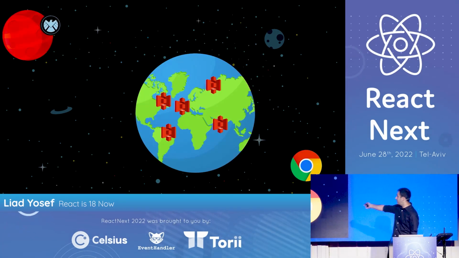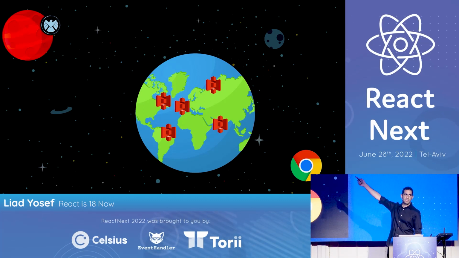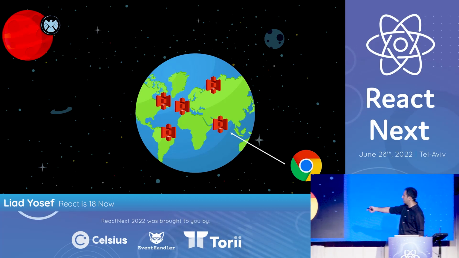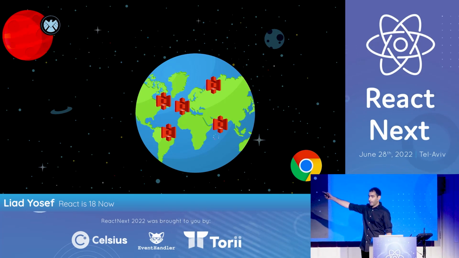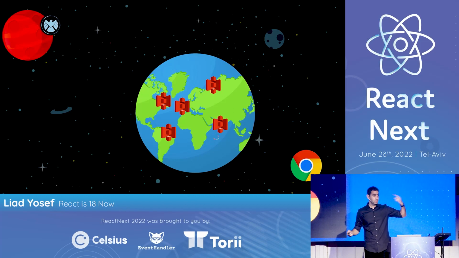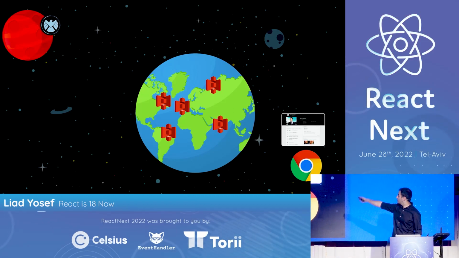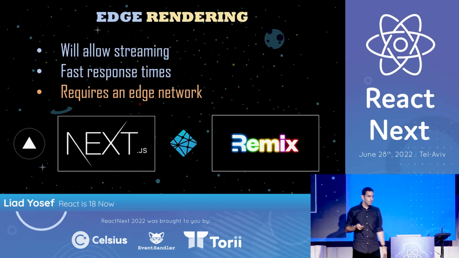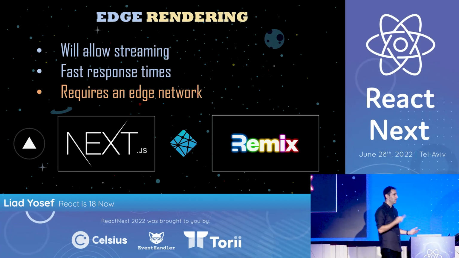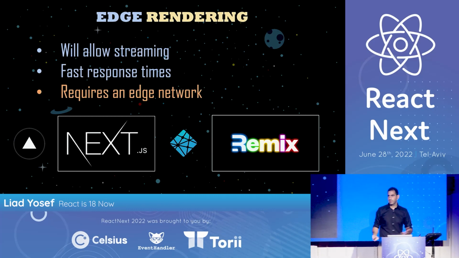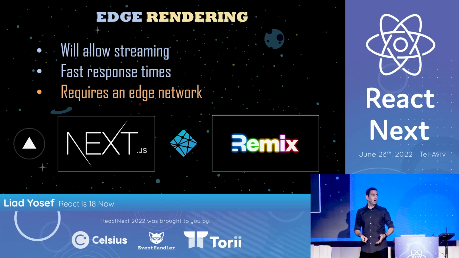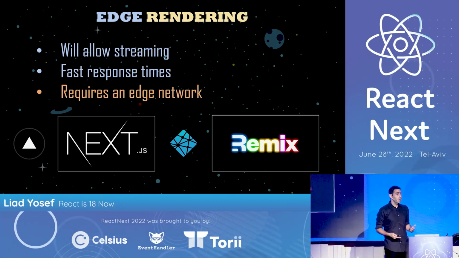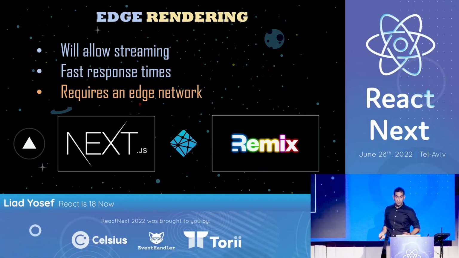So for example, if I have a client here, I don't have to go all the way to the server if I have an edge network. So if I have some sort of an edge network, I can just ask for the page from the edge, and there will be edge rendering on the edge, and it will bring me the page without having to go to the server. But the problem with edge rendering, it will allow streaming, but it requires an edge network. It requires a framework. It requires Remix or Next or something to work. So this amazing Suspense SSR, that's a feature that we can't really use unless we have a framework.